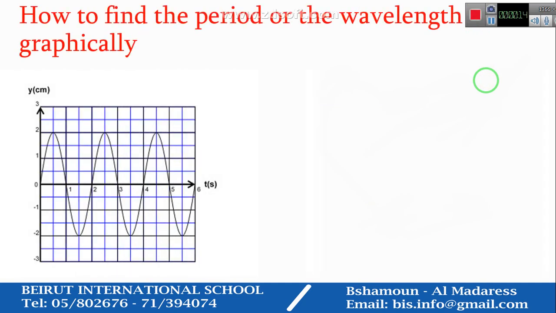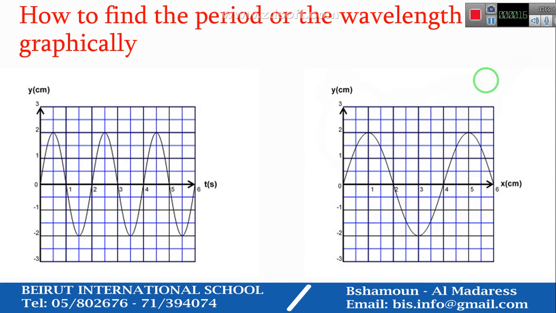First of all, to remind you, a period is the time needed by the wave to complete one oscillation or one cycle, while the wavelength is the distance covered by the wave in one cycle or one oscillation. So, to find the period graphically, we must work with a figure having a time axis, while to find the wavelength graphically we must work with a figure having a distance axis.